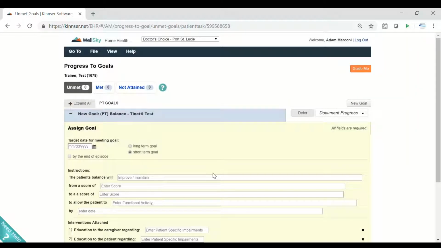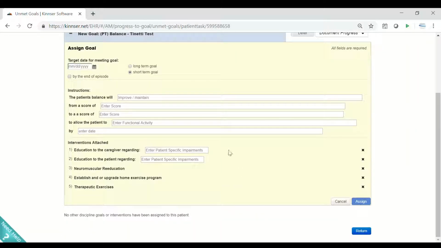I have my goal here, and for the sake of time, I'm just going to fill these fields so that I can have something in here. Again, there's another video on how to use progress to goals. But down here is your interventions.